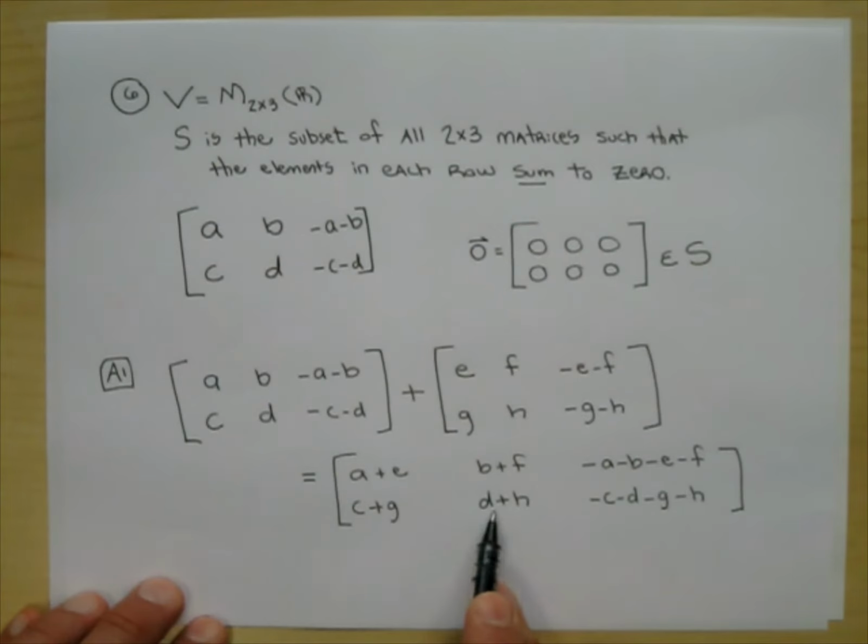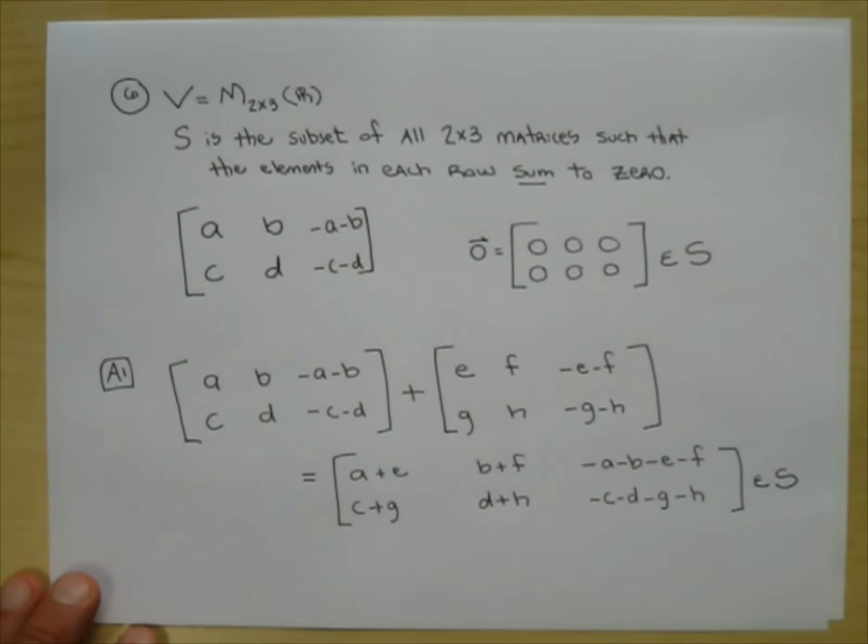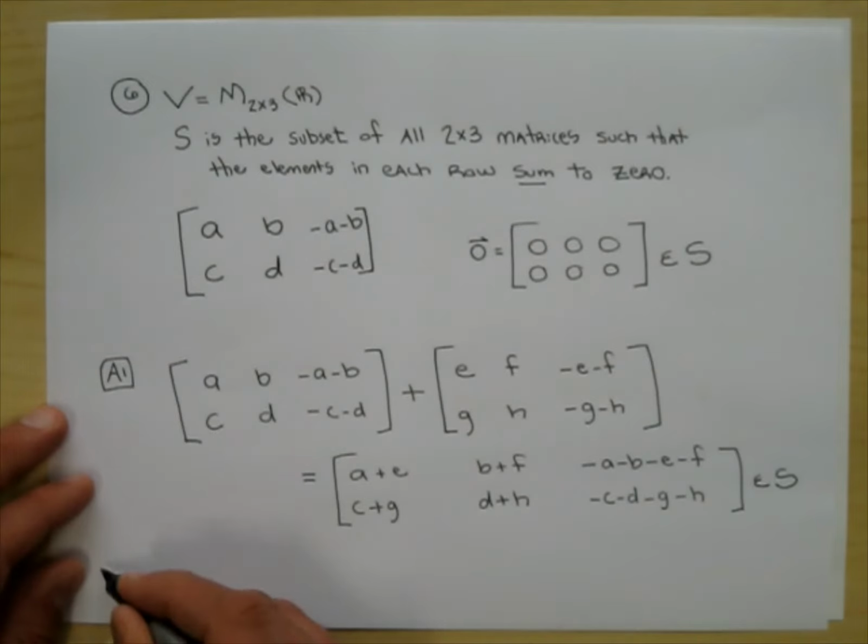You sum up these 3 elements on the bottom row, they sum up to 0. So this guy is in the party circle. That is the condition to get into that party circle: your rows have to add up to 0.